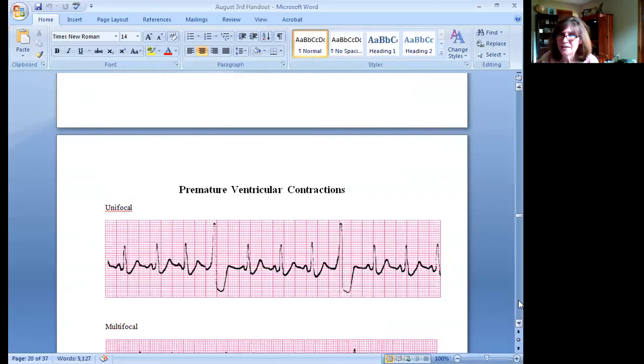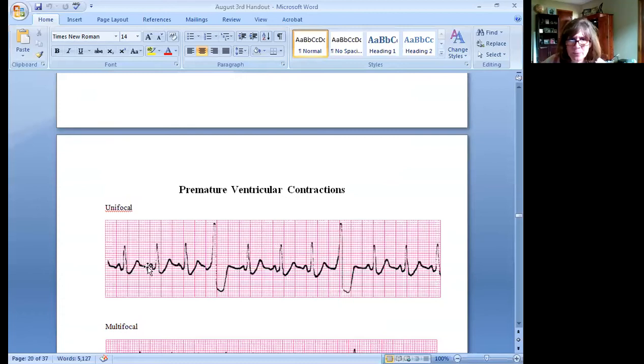All right, PVCs. Again, you just got out of level 3. You know the word premature means it came early. The best way to describe it is to actually look at this 6-second strip, and let's pick it apart with our systematic overview. My heart rate here is 1, 2, 3, 4, 5, 6, 7, 8, 9, 10, 11. It's about 110. And for the most part, it's very regular, except for this guy that came early.